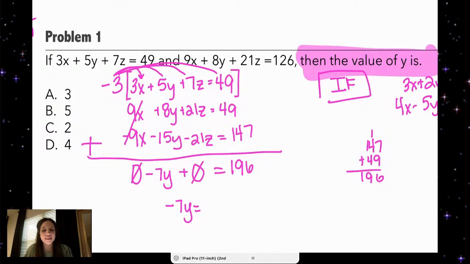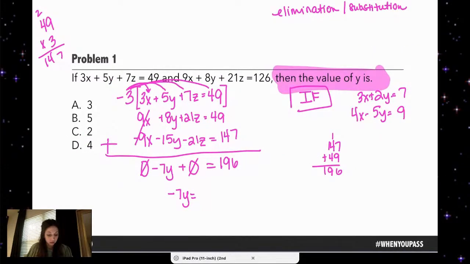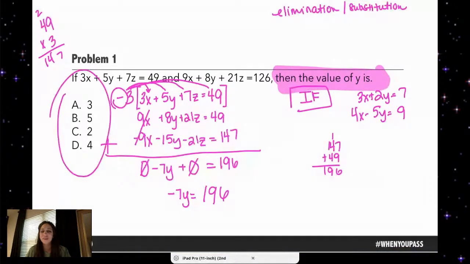Oh goodness, I knew I did something wrong. So what did I do wrong? Well, I did 49 times 3 is 147, except I didn't bring this negative with me. So as soon as I saw that 147 plus 49 was 196, I knew that none of my answer choices was going to be correct, because 196 divided by negative 7 is not going to give me any of those answers. So already my brain was like, you did something wrong.